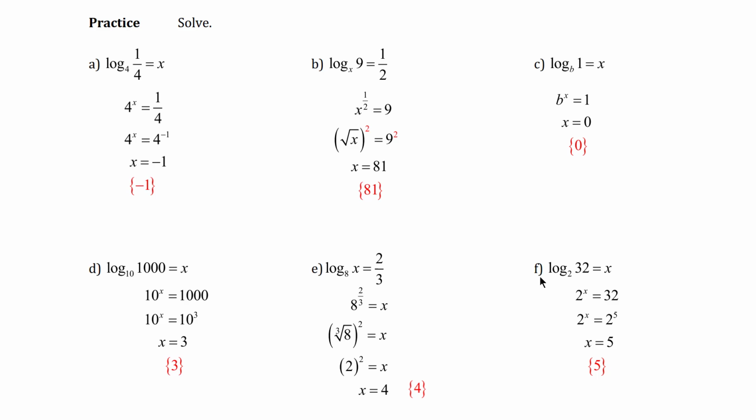Moving on to part F, we rewrite this as 2 to the x power equals 32. Next, we rewrite 32 as 2 to the 5th power. We get 2 to the x power equals 2 to the 5th power. From here, we apply the uniqueness property of exponents. We get x equals 5, and our final answer in set notation is curly bracket 5 and a close curly bracket.